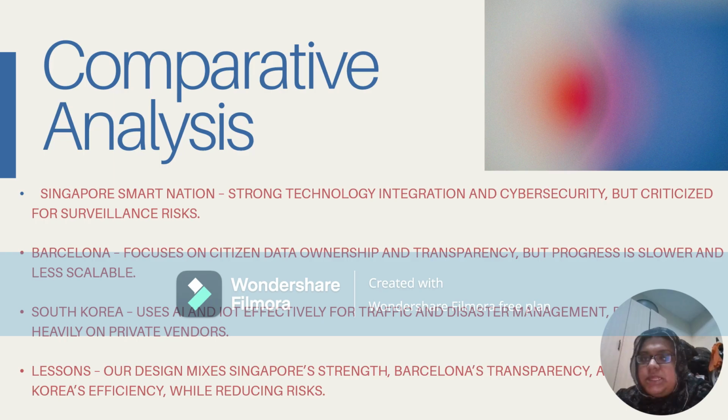Comparative analysis: Singapore Smart Nation, Barcelona, South Korea. Singapore has strong technology integration and cyber security, but is criticized for surveillance risk. Barcelona focuses on citizen data ownership and transparency, but progress is slower and less scalable. South Korea uses AI and IoT effectively for traffic and disaster management, but relies heavily on private vendors. Lessons: our design mixes Singapore's strength, Barcelona's transparency, and South Korea's efficiency while reducing risk.